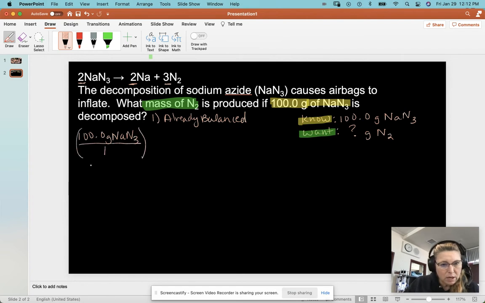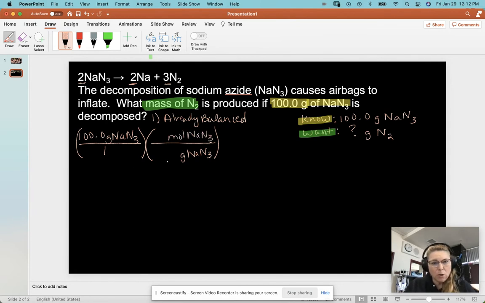So remember that this is always what we know goes here. The second set of parentheses is when we convert the grams of what we know into moles. In order to do that, we need to cancel out grams. So we have to make sure that grams of NaN3 goes on the bottom, and in turn, moles of NaN3 goes on the top. Whenever we're converting between grams and moles, that's going to be using a molar mass.